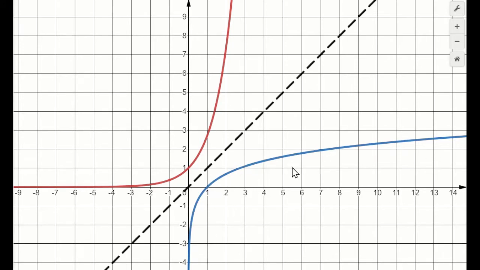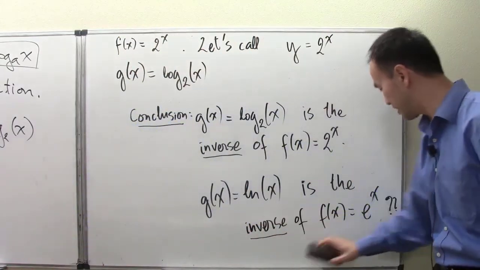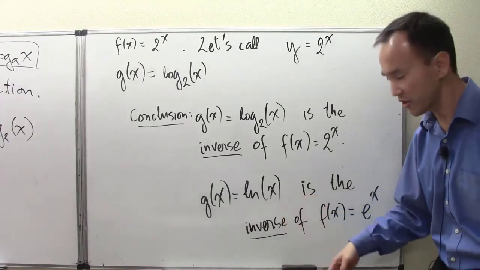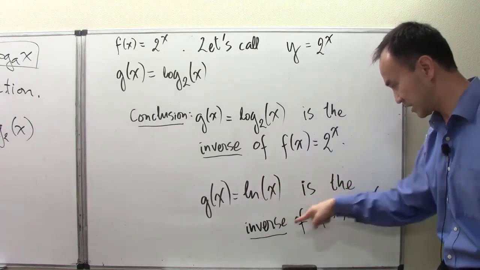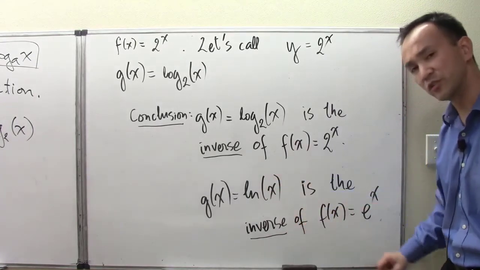All right, and so once again, the graph for g of x in blue is exactly the mirror image of this graph in red through the 45-degree line. So in that way, yes, it is true. It's no longer a question. We are clear again that log base e of x is the inverse of e to the x.